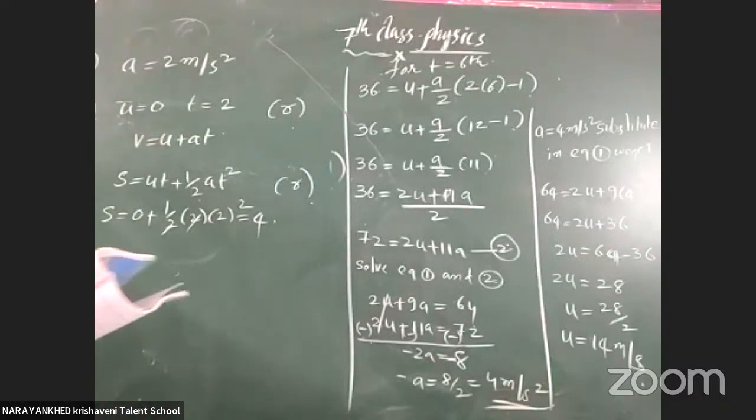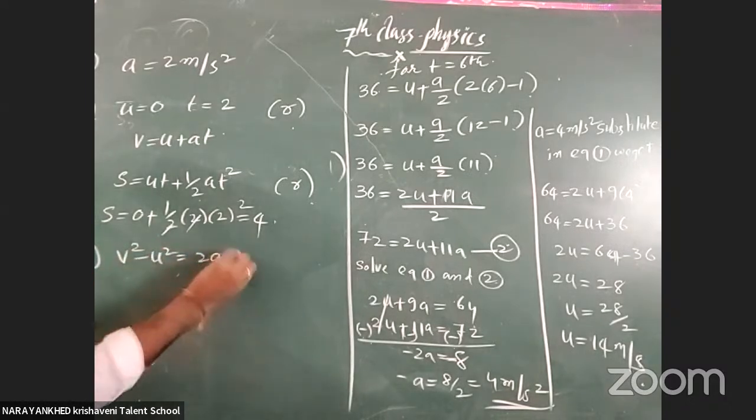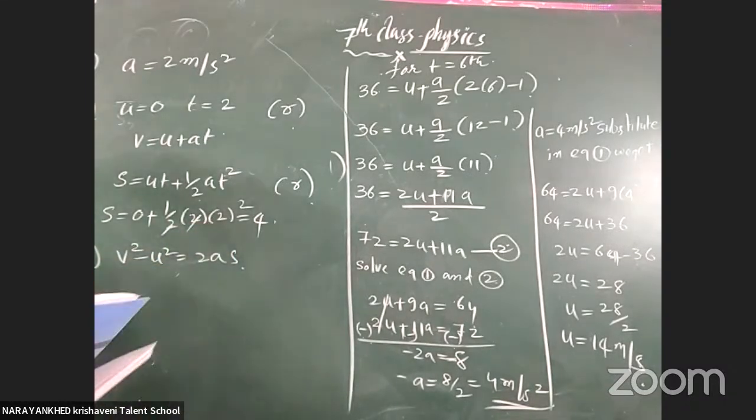And the next one: distance covered in the first 2 seconds in meters, and velocity gained after covering 4 meters in meter per second. You have to find out the velocity after 4 meters here. Now that is for C. You use v square minus u square is equal to 2as. They have already given the s value, the a value we have, the u value we have.